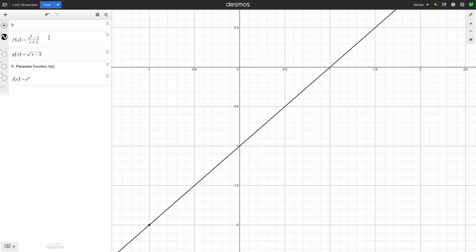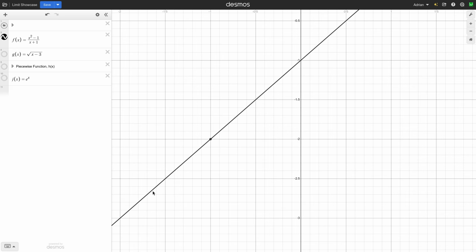Here, I've graphed this function: f of x is equal to (x squared minus 1) divided by (x plus 1). And it looks like a normal line, except when we get to x is equal to -1. You can see here, I'm approaching it from the right side. And when I get there, it says -1, comma, undefined. And then if we do it from the left side, you run into the same problem.